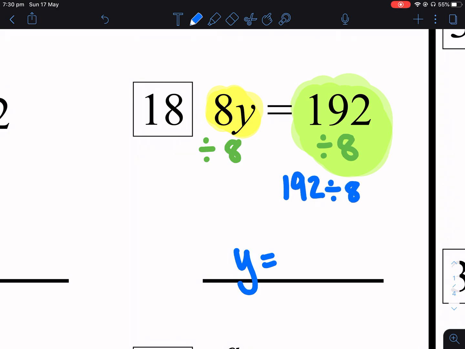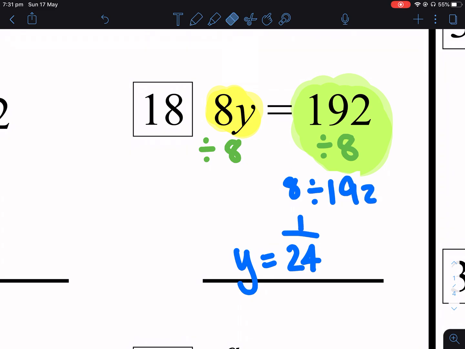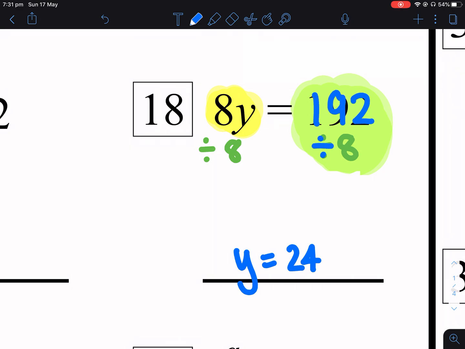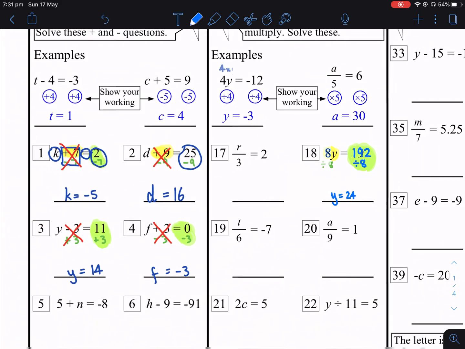192 divided by 8. Now I have to do it in my head. 160 is 20, so I think it's 24. Yeah, 24. If you'd done it the other way around, 8 divided by 192, you would have gotten 1 over 24, which looks really small. But it's not necessarily the wrong answer. You just have to remember that you're always doing whatever's here divided by whatever's in front of here, yeah? In your calculator, you would do 192 divided by 8 that way.